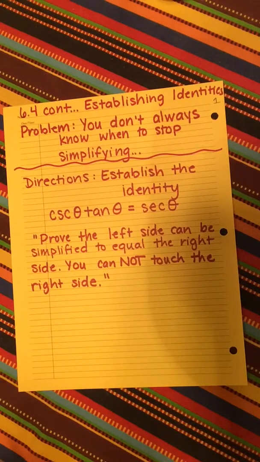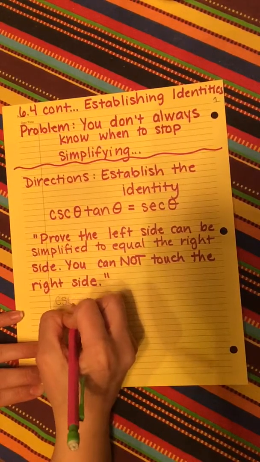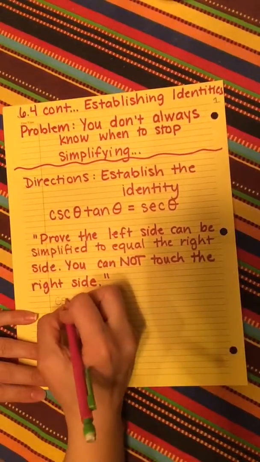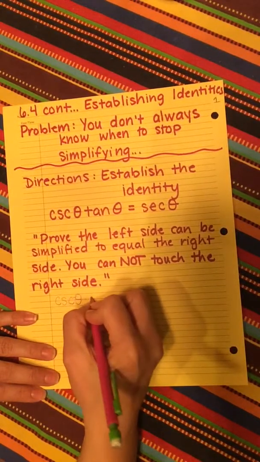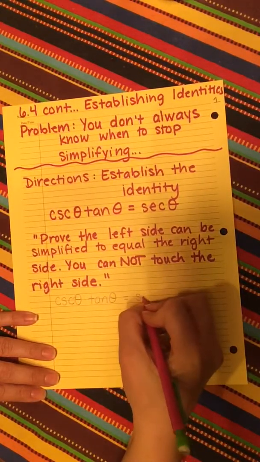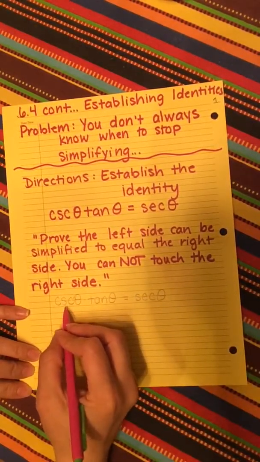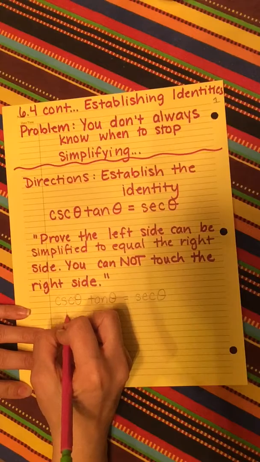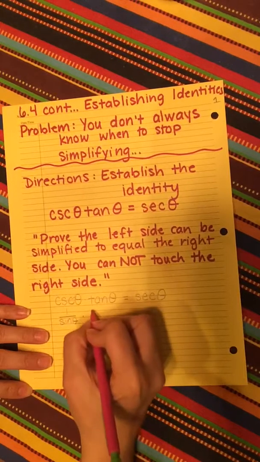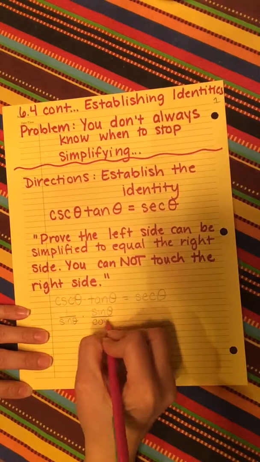So for this one, if we start with cosecant of theta times tangent of theta, and we have to prove that it can be simplified to equal secant of theta. Well, cosecant of theta can be written as 1 over sine of theta, and then tangent can be written as sine of theta over cosine of theta.